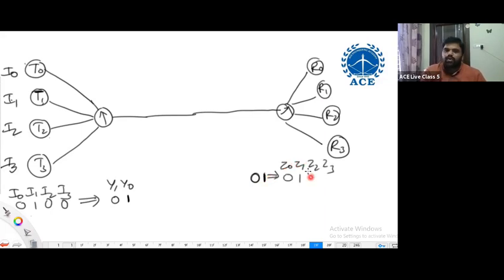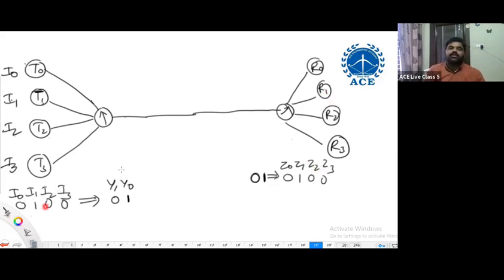Decoding. Encoded information is received at the receiver end. Again, I'm decoding, and decoder outputs are used as enable signals of the respective receivers. Check it out. When 01 is received, which is the encoded information from transmitting, it enables only R1, and the remaining will be disabled, right?